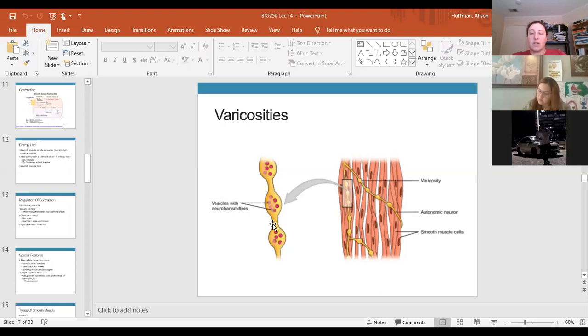So with the neuromuscular junction, we have this very specific one neuron to one muscle cell connection. And when we excite it, that's the one we excite and stimulate to contract. And with the varicosities, it's instead of the neuromuscular junction. So now we're releasing neurotransmitter from a variety of these vesicles.